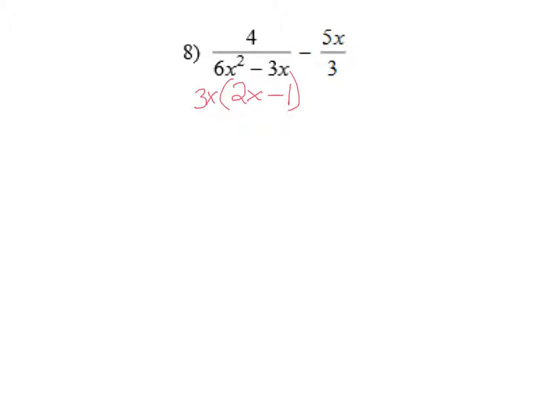When I'm picking out what I need for a common denominator, I have to have something to represent each part of both denominators. In this case, this side says I need a 3. This side's got a 3, so we're good on the 3. This says I've got to have an x. I do not have an x over here, so I'll have to end up multiplying it by an x. And then the other thing, I have to have a 2x minus 1. I do not have a 2x minus 1 over here, so let's multiply by a 2x minus 1.